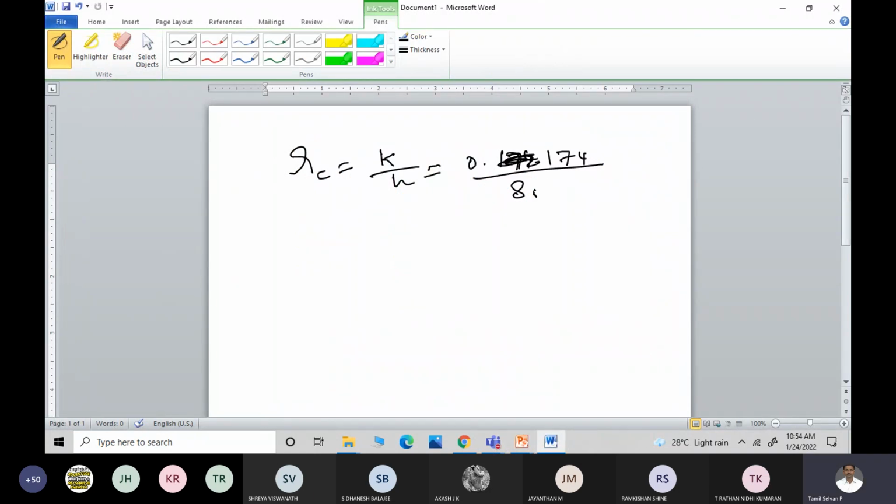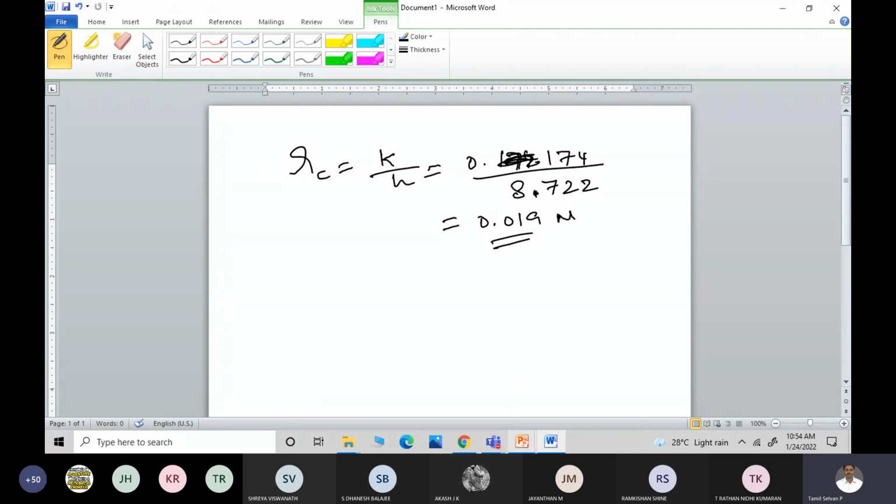Okay, what is the critical radius of insulation? How much did you get? 0.0195 meters, right? Is it correct or not? Yes, sir. So the critical radius is 0.019 meters.